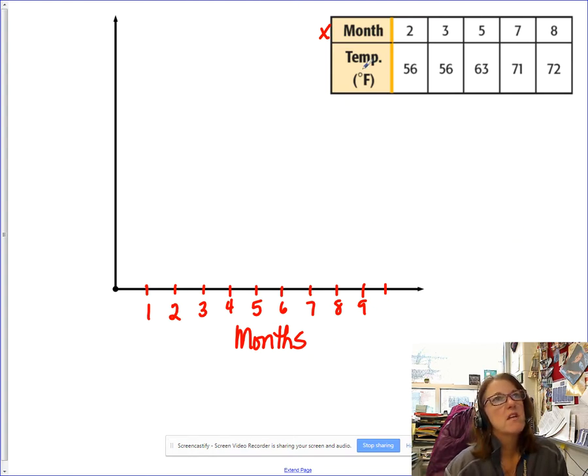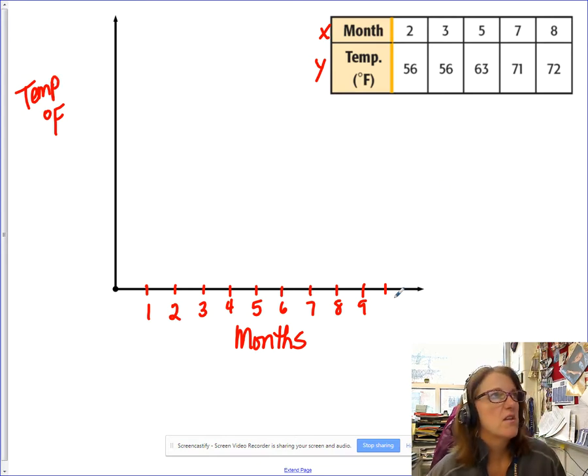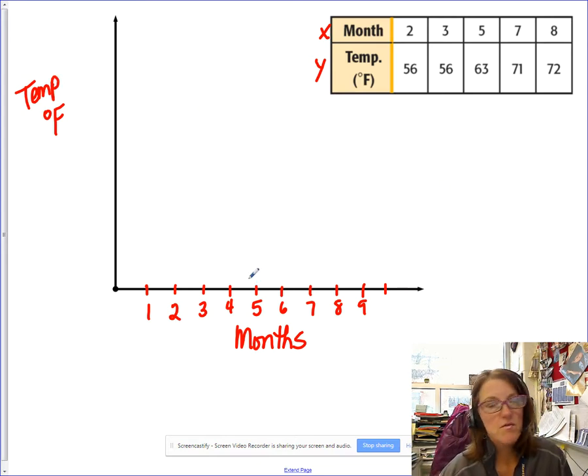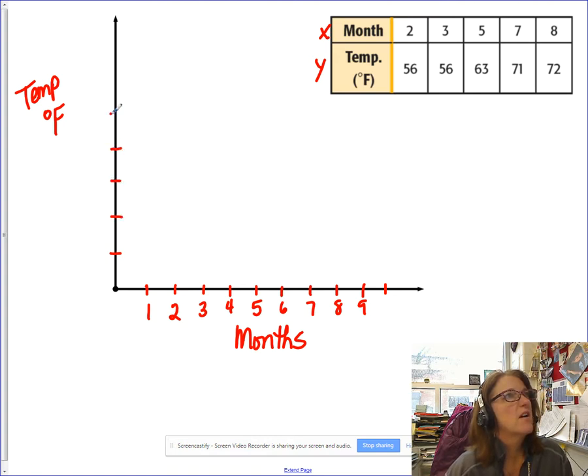Here's my months. My y-axis is temperature in degrees Fahrenheit. Now I've got to get all the way up to 72, and so I'm certainly not going to use intervals of 1. That would be insane. So I think what I'll do is intervals of 10. Let me spread these out and get these lined up here. 10, 20, 30, 40, 50, 60, 70, 80. Go ahead and get yours done and get yours labeled.